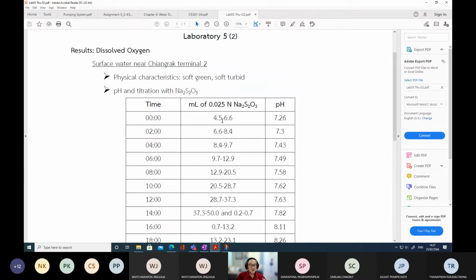As I told you, in this lab you have to measure the diurnal variations. Diurnal variation.